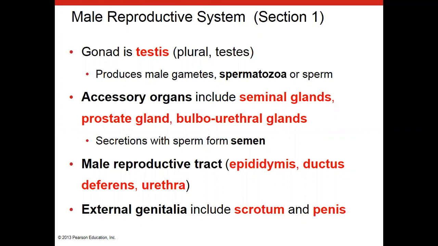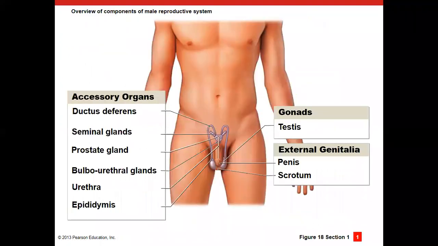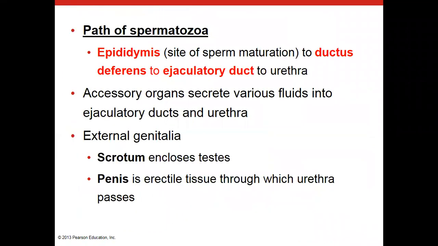testis, where sperm are produced, and then talk about accessory glands along the way, along the male reproductive tract. So these are all listed here, and then we'll get to the external genitalia last. There's a figure of all those structures that we'll talk about, including the tract. And a tract is a series of tubes. So there's just sections of that tube that we will get to along the way.